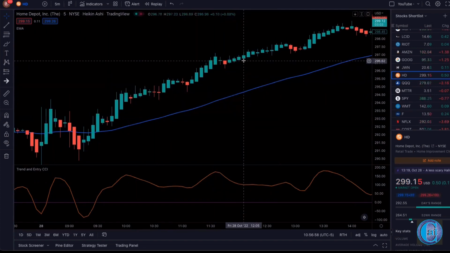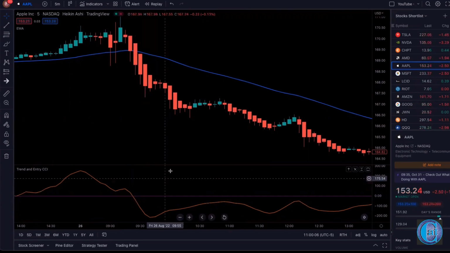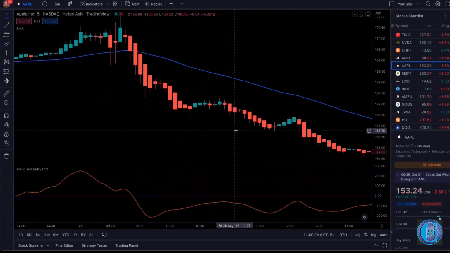Now let's take a look at some short trades. For the short trades, you want to do the opposite. You want to make sure that the candles close below the 50 EMA. You're only taking short trades when the price action is below the 50 EMA. And then the trend and entry CCI, you see the crossover below the zero line. Once the orange line is below the purple line, below the zero level, you wait for it to retest and then you get into trades.